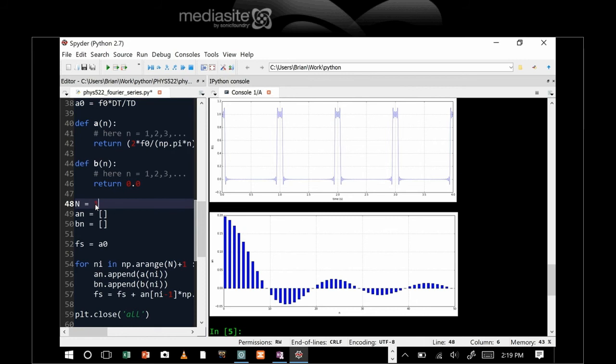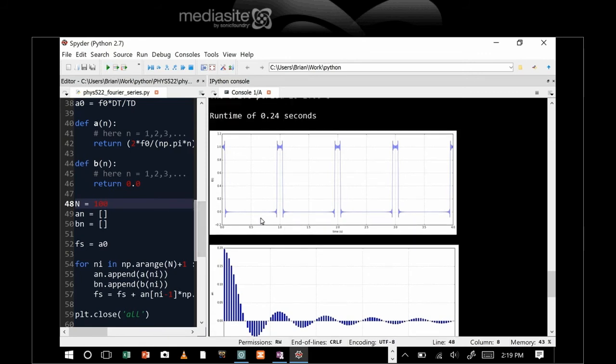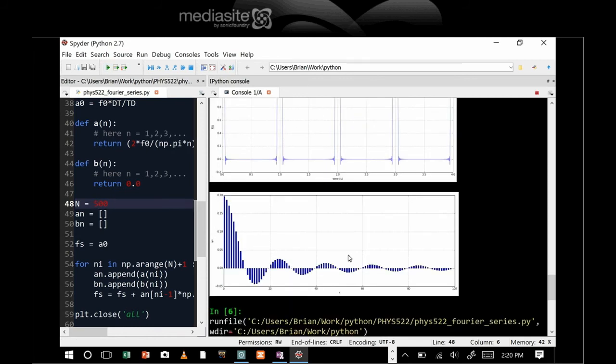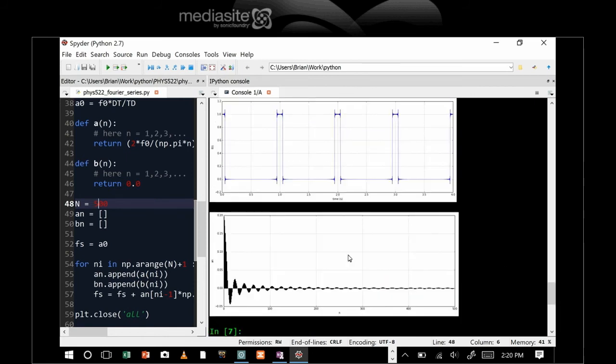Let's add 100 terms. You can see here it's getting pretty square. But notice that at the edges, I have a lot of wiggles. Let's continue doing that. You can see it's getting pretty square. However, you notice there's always some problem at this discontinuity, and you see these wiggles there.